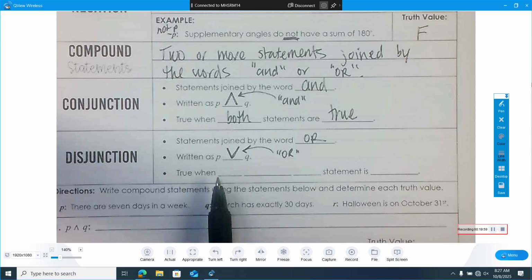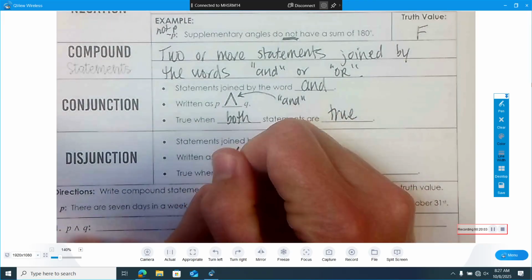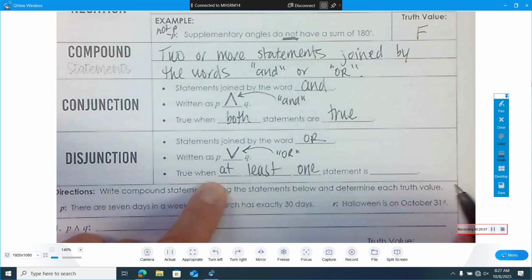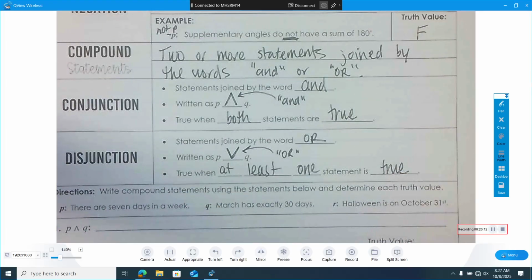Okay, so when we have an or statement, a disjunction, it's true when at least one statement is true, okay? So or is a lot easier to achieve. An and statement is much more challenging. Everything has to be true, but with an or statement, just one thing could be true, all right?